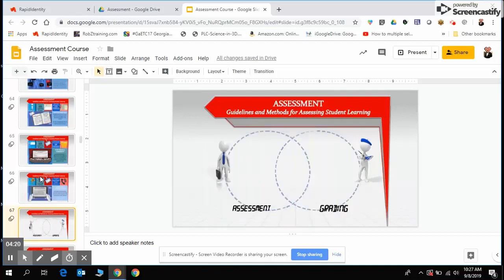So next we talk about assessment and grading. I want you to think assessment and grading are two different things, really. A lot of times we think they are the same, but they really are two different things. And it is because of this component of grading that we actually kind of get grading and assessment mixed together.